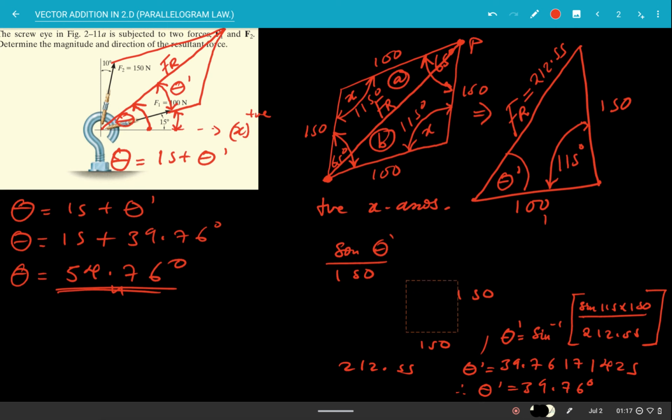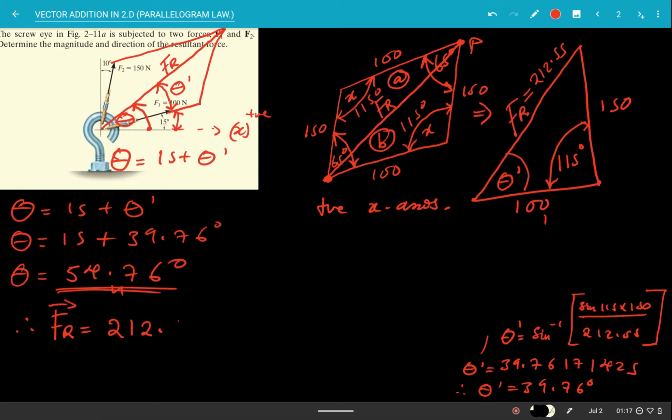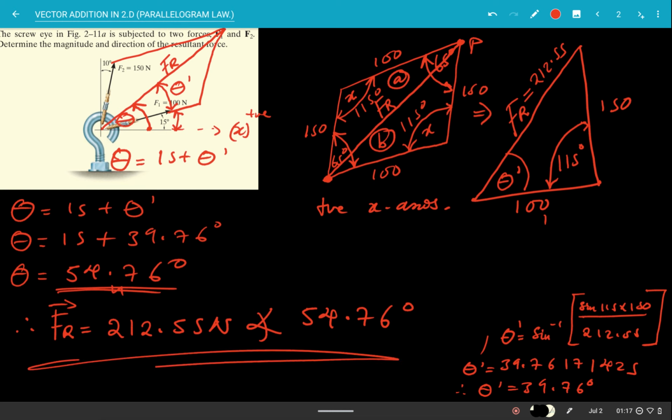Therefore, one can write this as the force resultant is equal to, we found 212.55 newtons measured at 54.76 degrees. So this is the magnitude of the resultant and its direction measured from the positive x-axis. So this is how you go about finding the magnitude of the resultant and its direction given two vectors.